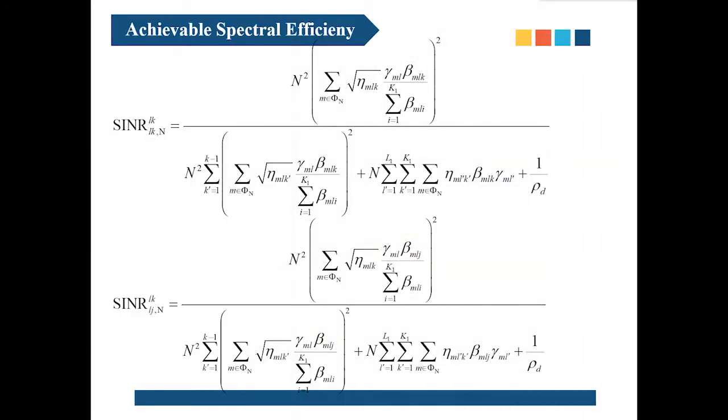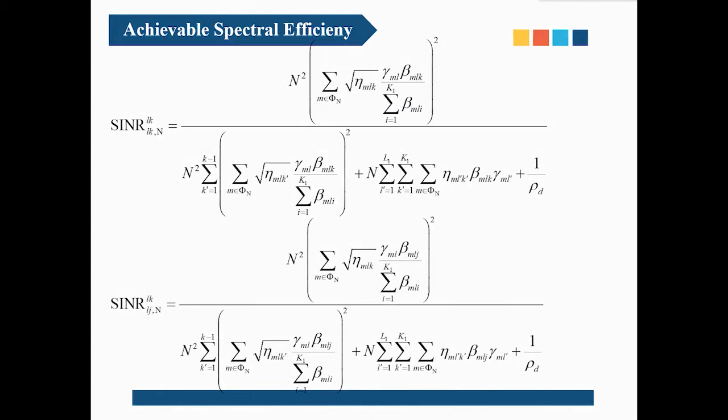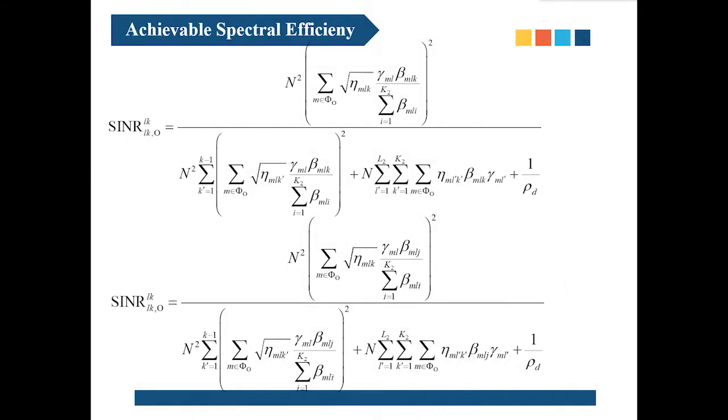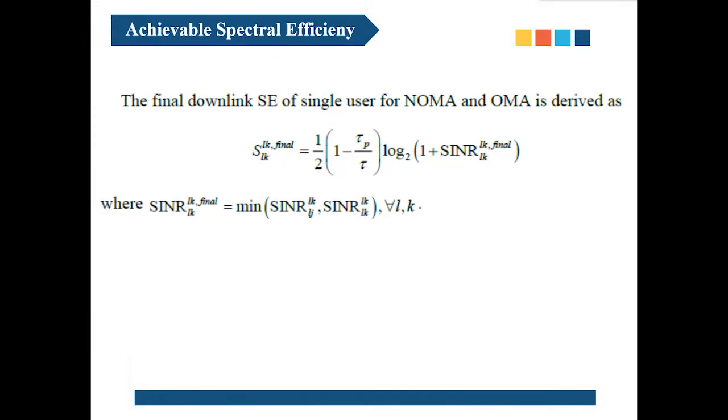Then the SINR can be derived. The final downlink SE of a single user for NOMA and OMA is derived.